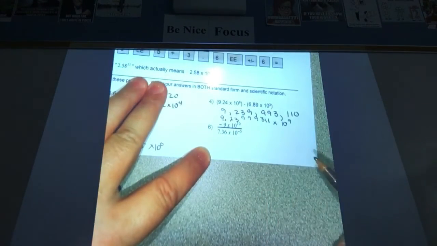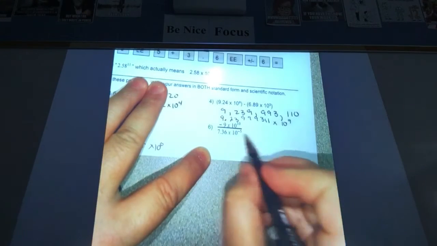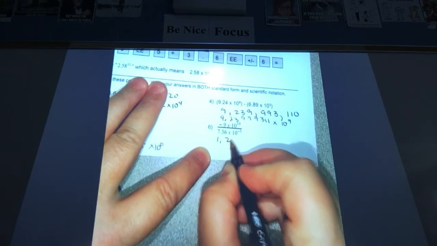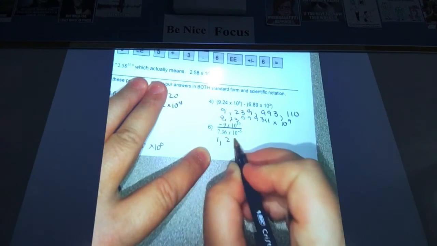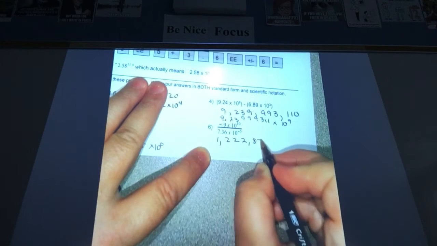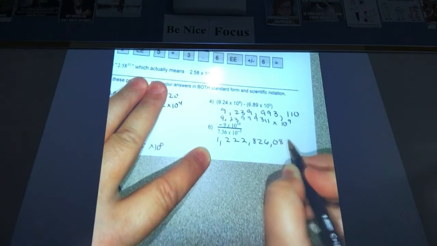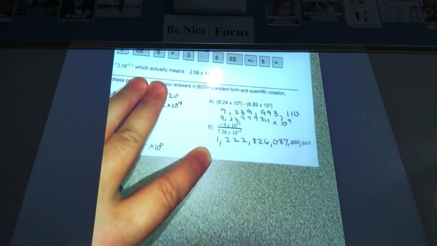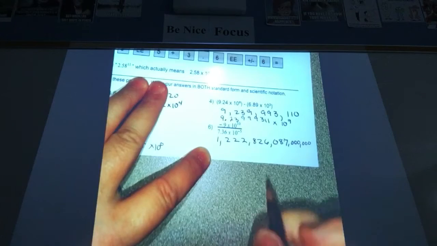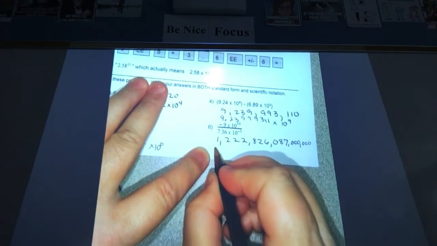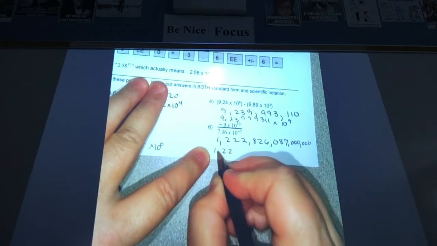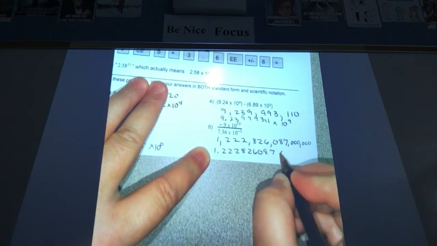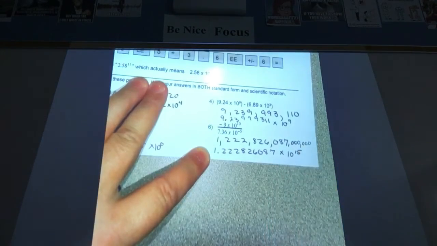Remember, fractions are division problems. So in regular standard form, this would be 1, 2, 2, 2, 8, 2, 6, 0, 8, 7, 0, 0, 0, 0, 0, 0, 0. So that is a bunch. In scientific notation, 1.222826087 times 10 to the 15th.